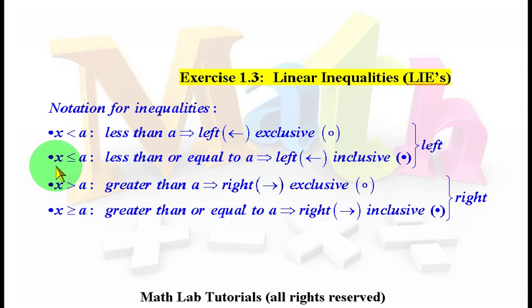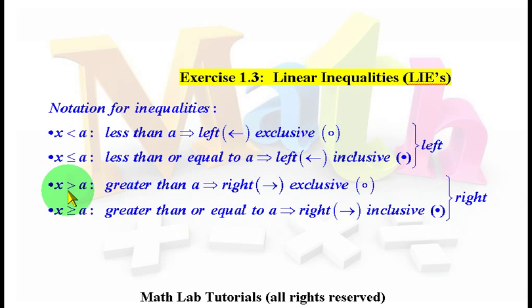The next inequality, x less than or equal to a. You pronounce that x less than or equal to a. That's a left inclusive, because we're to the left of a and we're including a. When we include a, we use a solid dot on the number line. So that's to the left and including a. So these are the left inequalities.